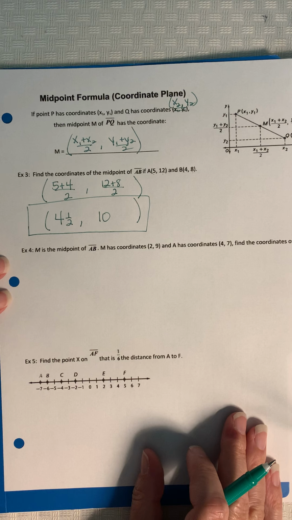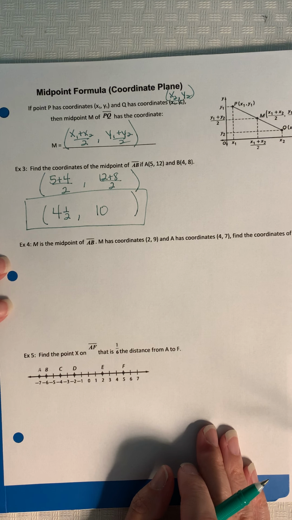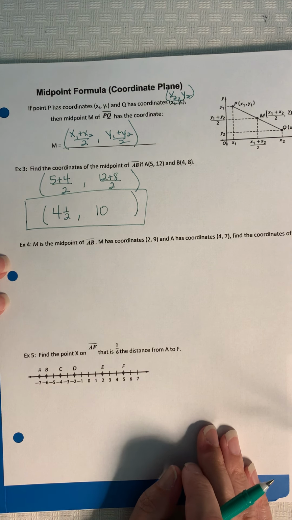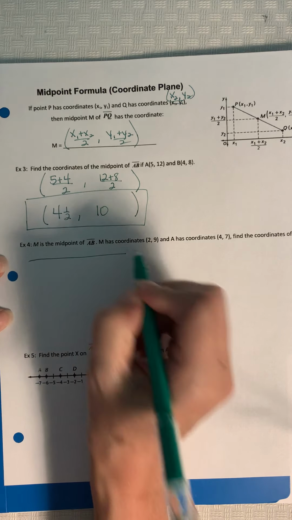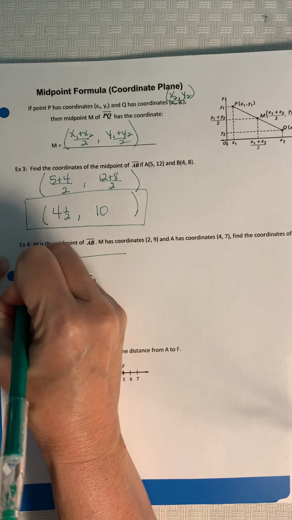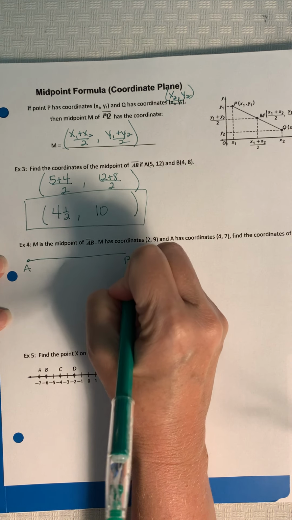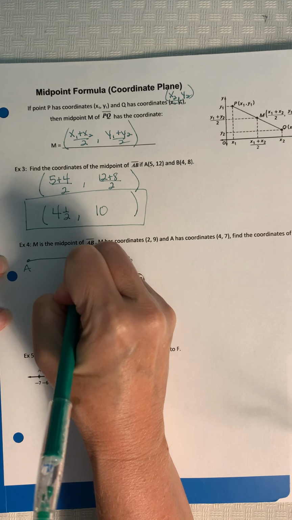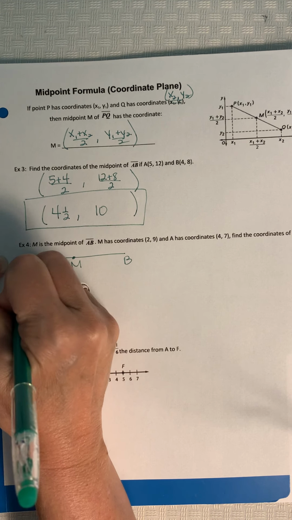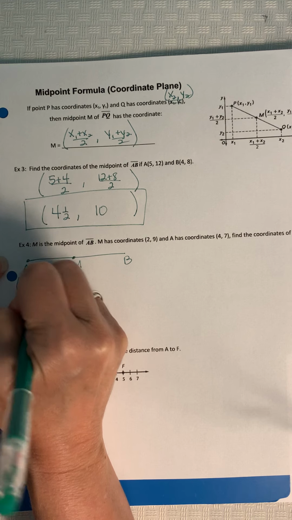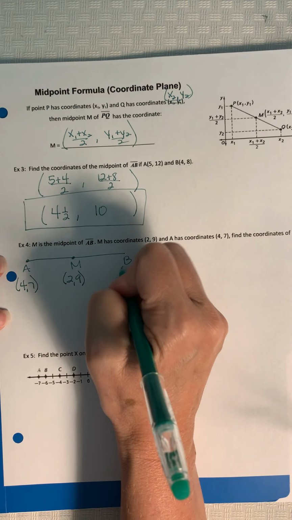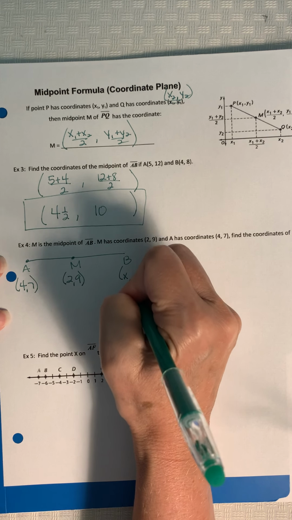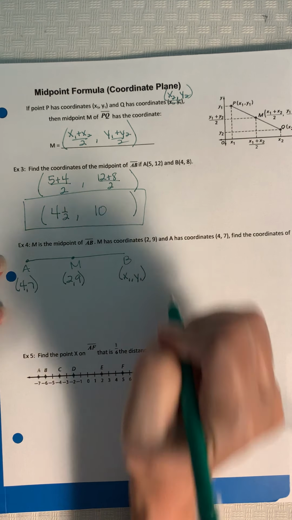All right, example 4. M is the midpoint of segment AB. M has the coordinates (2, 9), and A has the coordinates (4, 7). Find the coordinates of B. So I'm first going to draw, because that's what I always need to do first. So I have A and B, and M is the midpoint. So we know that A has the coordinates of (4, 7). M has the coordinates of (2, 9). We want to find coordinates of B. I'm going to just call it x1, y1 for the moment.